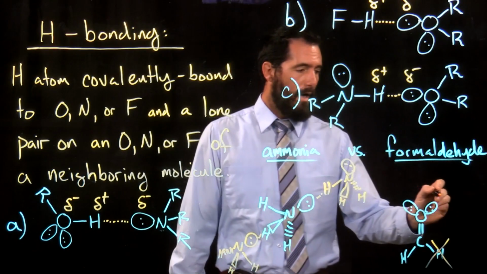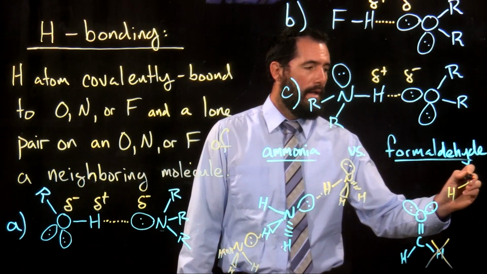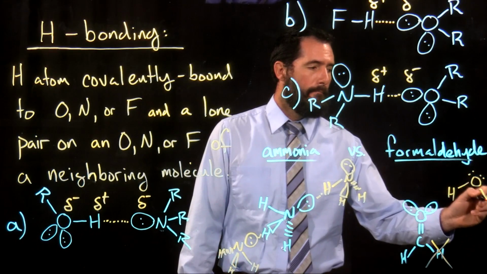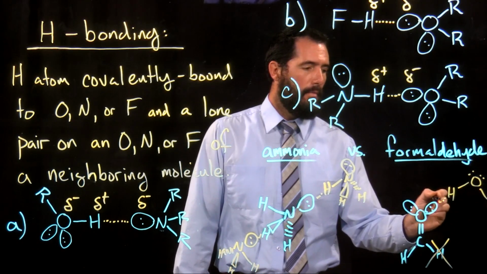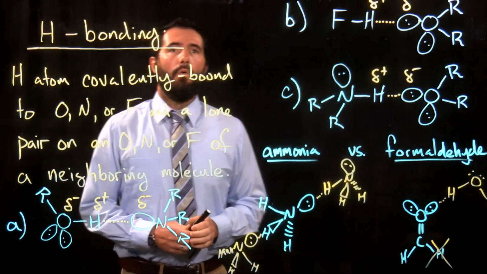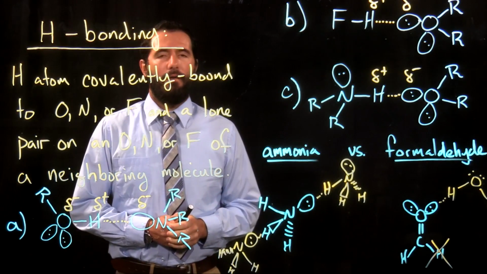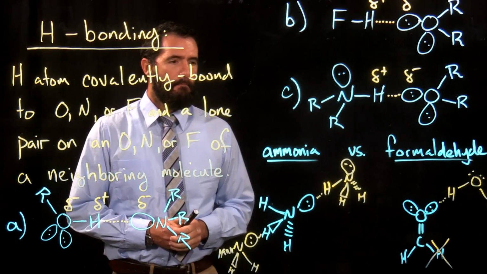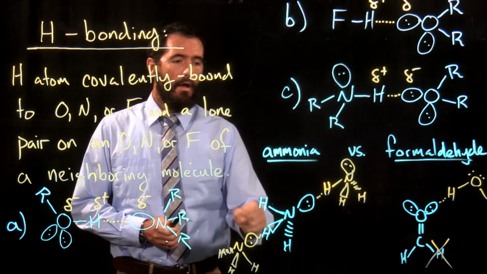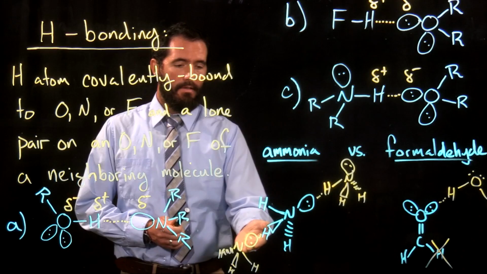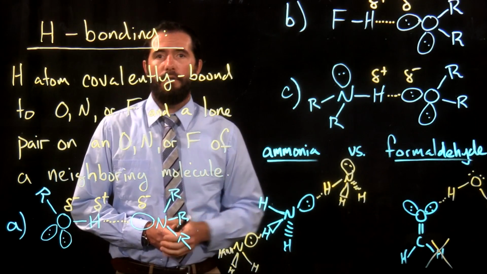We do form a hydrogen bond with, let's use water as an example. We would expect to form a hydrogen bond there. So formaldehyde can form hydrogen bonds with water, but formaldehyde cannot form hydrogen bonds with itself. Contrast that with ammonia. Ammonia could form hydrogen bonds with itself. Ammonia could also form hydrogen bonds with water.